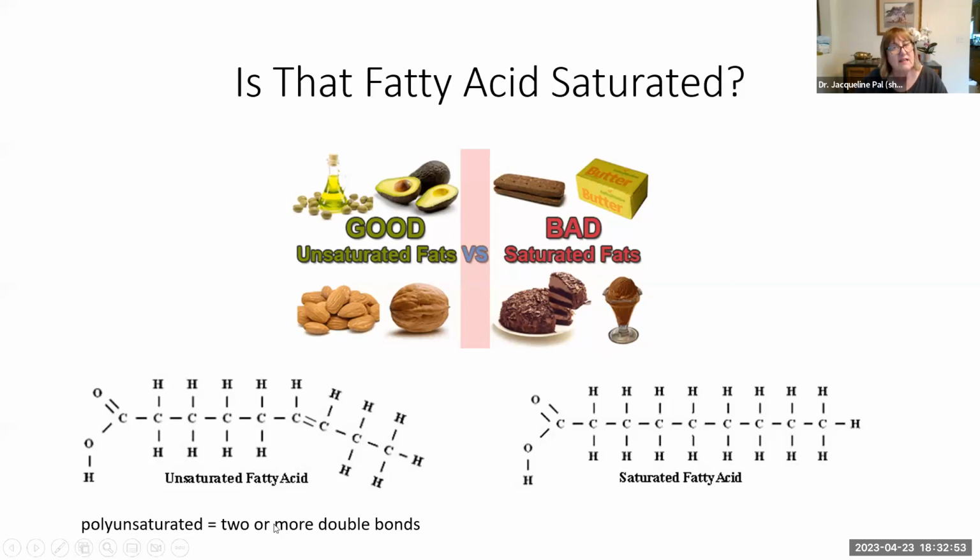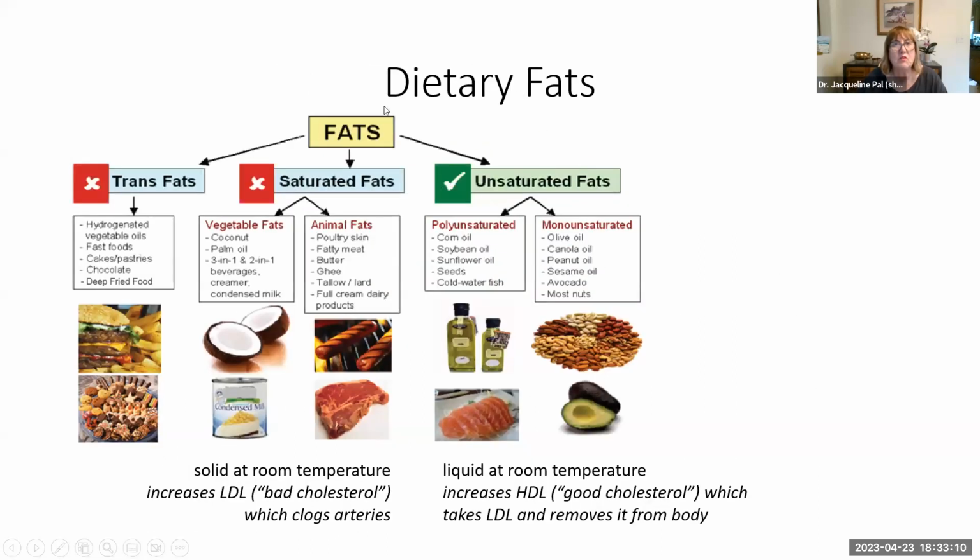And if it's polyunsaturated, that would mean that it has more than one set of double bonds. You can have another set here, you can have another set there, you can put double sets all over the place. And the more polyunsaturated it is, the better it is for you. So when we look at our dietary fats, we don't want our saturated fats, we don't want our trans fats. What we want are unsaturated fats.